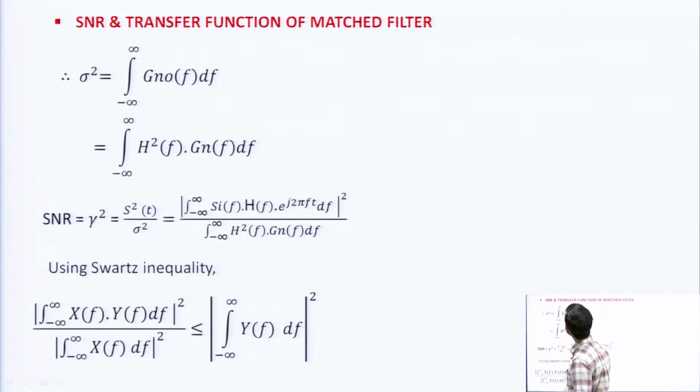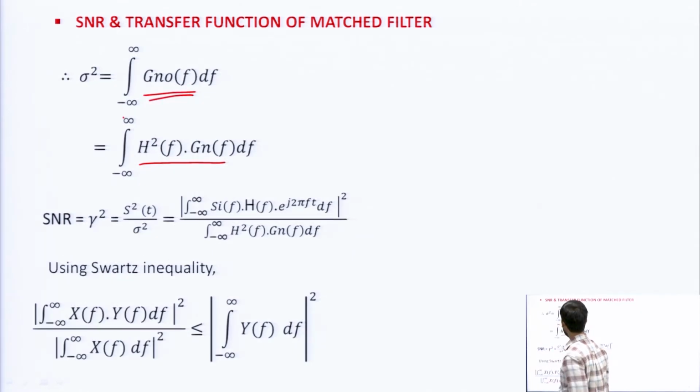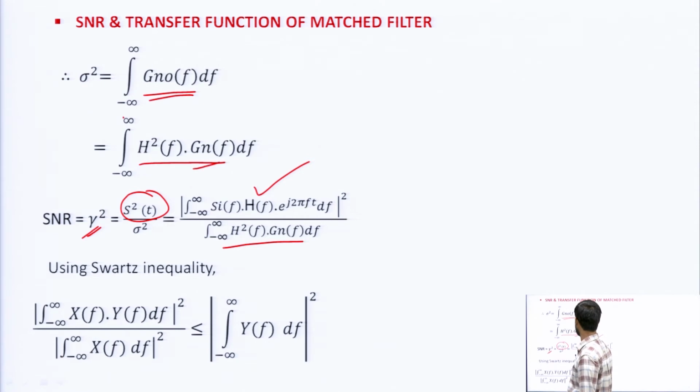Your sigma square, that is the noise power, equals the integration of your power spectral density. So Gn naught of f is nothing but h square of f multiplied by Gn of f. We have already seen this relation. So your gamma square, that is the output SNR, is nothing but s naught square of t divided by sigma square. This is your s naught square of t and this is your sigma square.